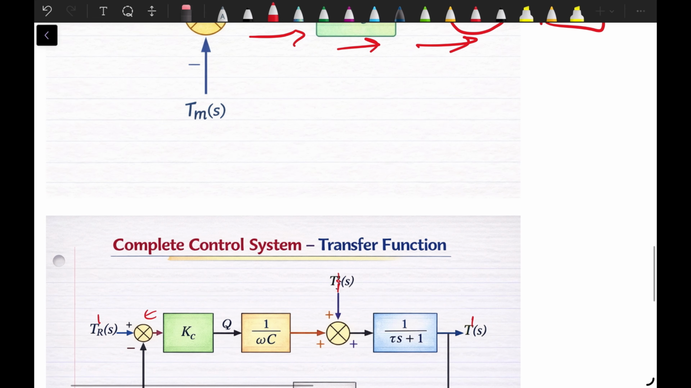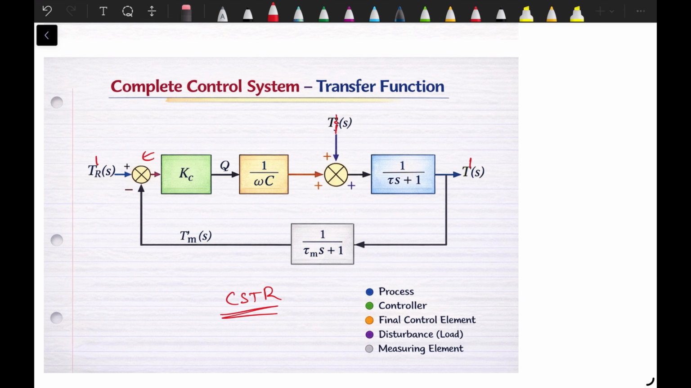Now we have derived the transfer function for all the individual elements of a control system. What did we obtain? We obtained the process transfer function, then the measuring element, then the controller and final control element. So let us combine all these transfer functions and represent the complete control system as a block diagram. To understand this clearly, we should always start from the process. Let us start with the process block.